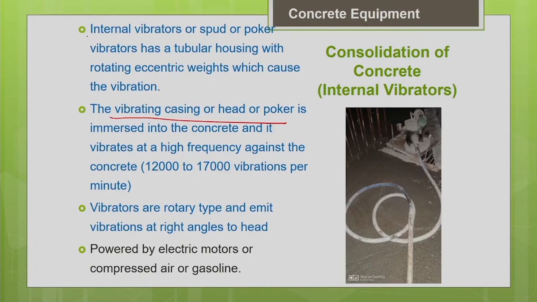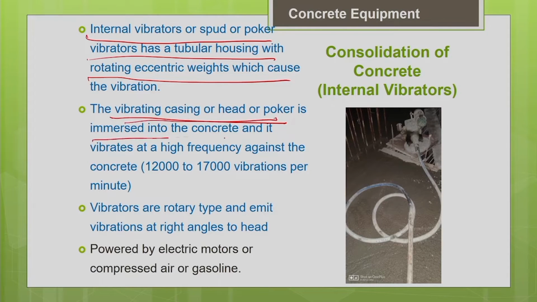Basically, these are internal vibrators, also called spud or poker vibrators. They have a tubular housing, as I told you, with a casing or head at the bottom and rotating eccentric weights inside. These rotating weights cause the vibration. You immerse this vibrating head into the concrete. Wherever the consolidation is needed, you put it at that place, immerse it, and then vibrate. It is vibrated with the help of a motor.